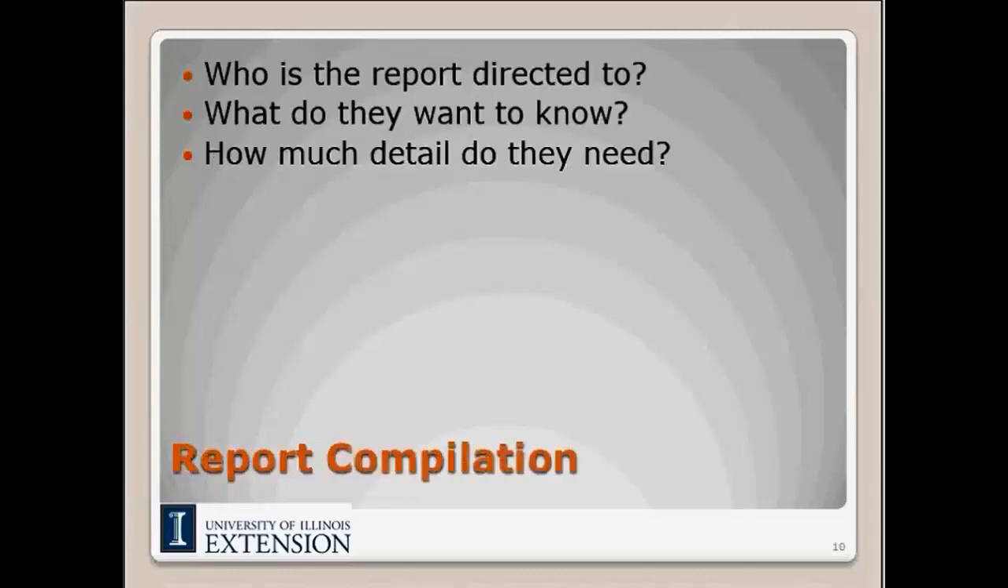When the report is compiled, there'll be sections that are directly geared towards the data and the types of information that they'll want to give their lobbyists, that they'll want to be able to talk to their legislators about. We also have to look at what they really want to know. They want to know that there's a return on investment for the money being put into agricultural fairs in Illinois. So that's what they want to know, and you have to take a step back and find out how much detail they really do need.